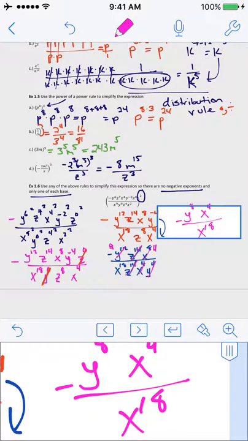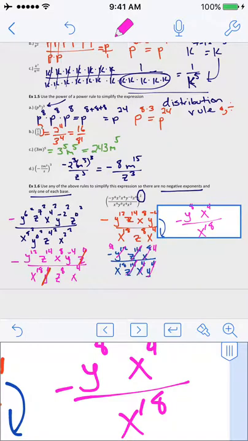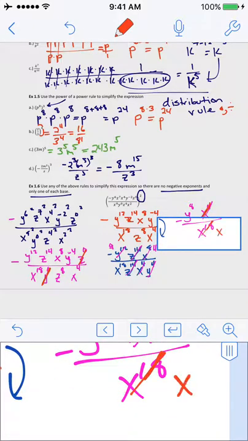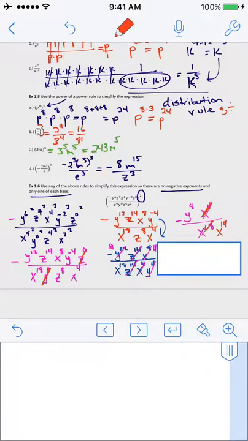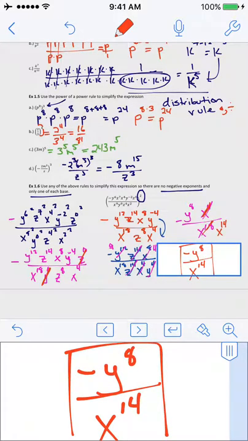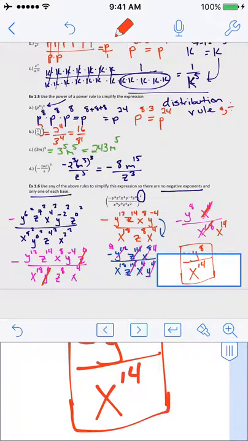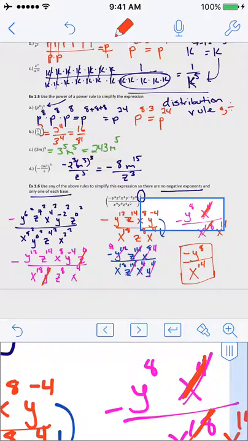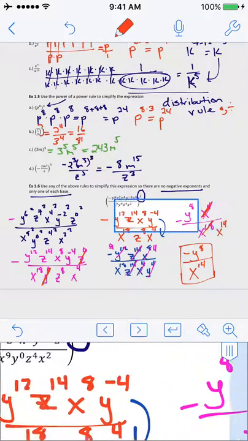All right, I've got one more thing I can do. I can cancel these x's using the quotient rule. So 4 will cancel with 18 to leave me x to the 14th on the bottom. So my final product is negative y to the 8th over x to the 14th. Notice I have no negative exponents, a positive 8 and a positive 14, and I have one of each base. All right, cool.